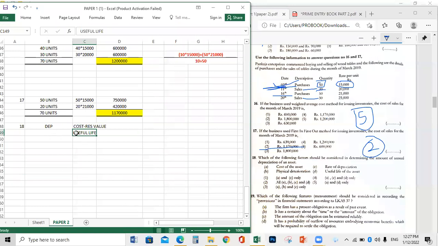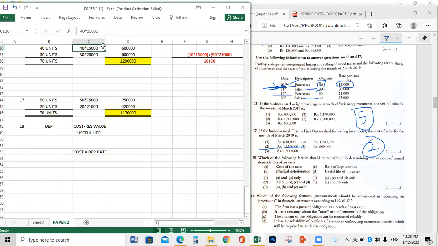Now, see here. The other way you can do it is cost into depreciation rate. With this equation itself, you can get the answer. What will affect the depreciation amount? If any one of these changes, your depreciation will change. If your cost changes, if your residual value changes, if your useful life changes, if your depreciation rate changes, your depreciation will be affected.